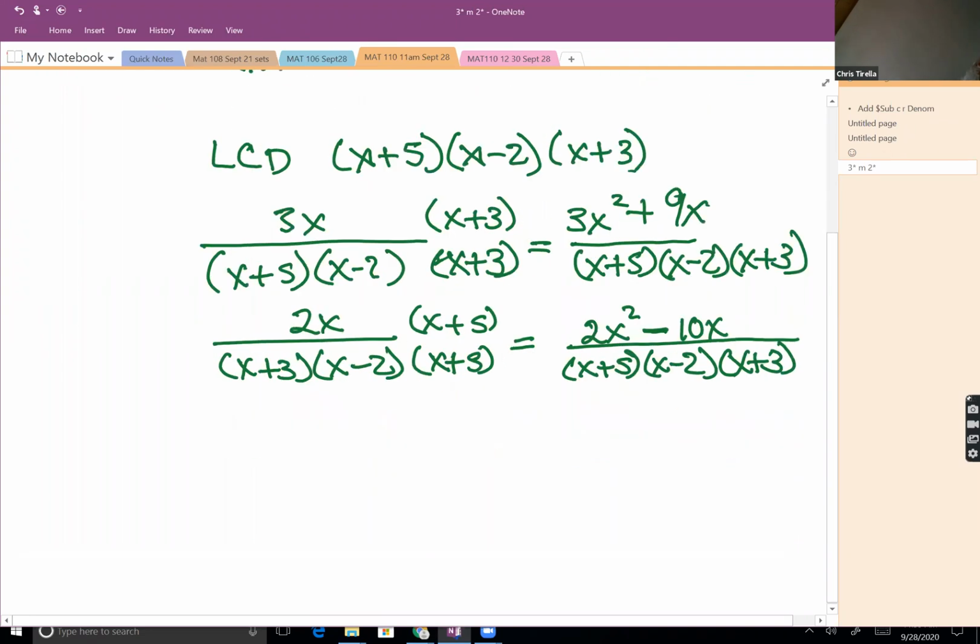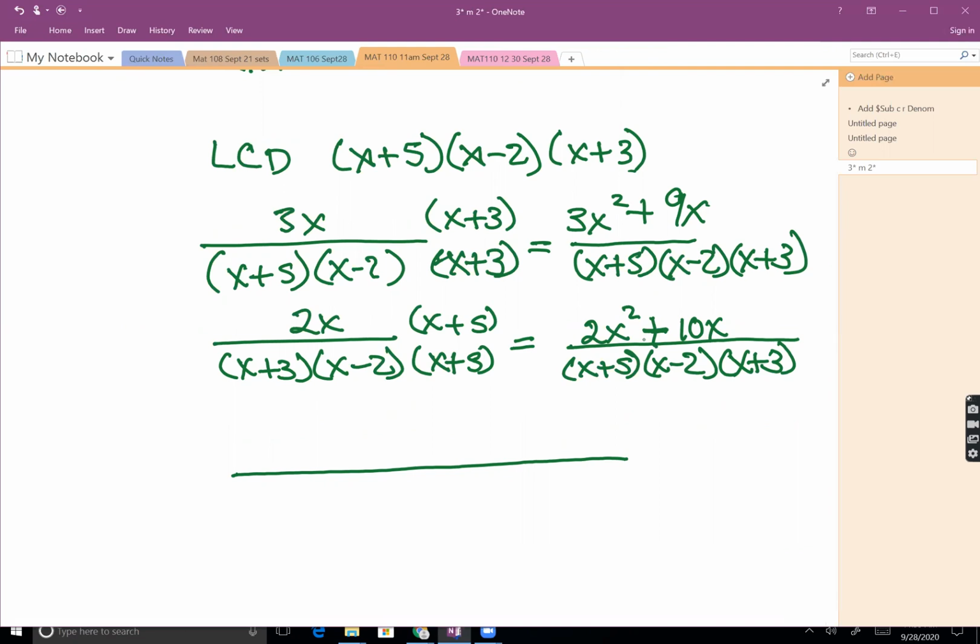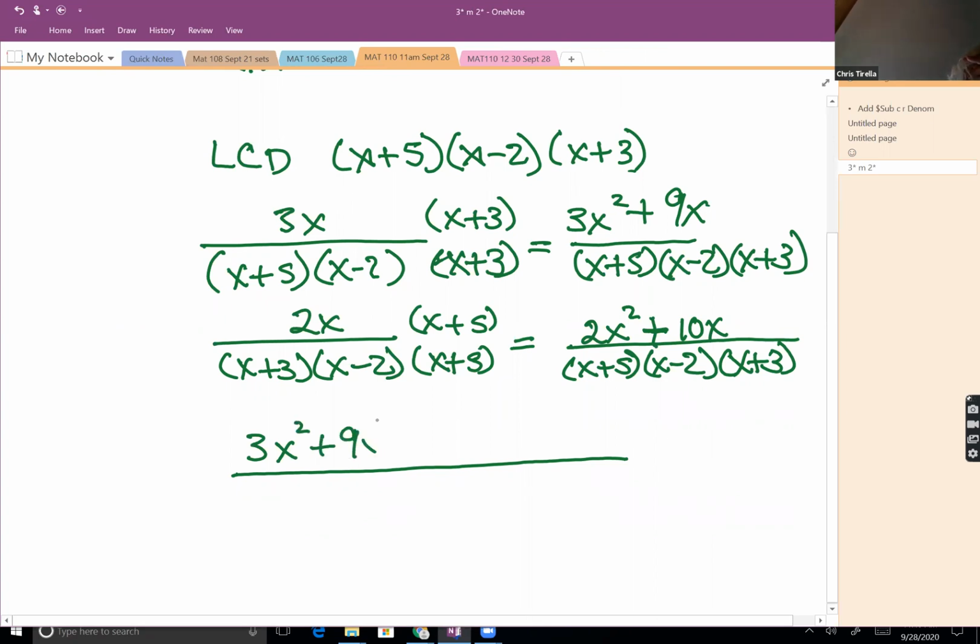Now that they've got the common denominator, wait, why would it be minus 10x? Because I misread. Okay, thank you for keeping me honest. Now it's a subtraction problem. Actually, it's because I was thinking ahead of time. It's a subtraction problem, and so I was trying to do things in my head that I shouldn't have been doing yet. Does that make sense? We're going to subtract the numerators.